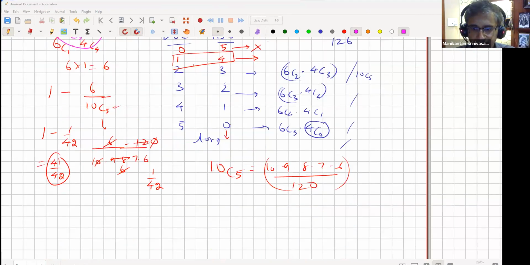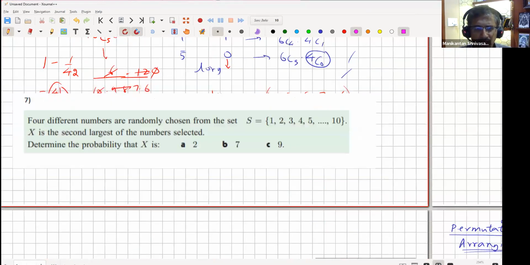Question 7. For 4 numbers. What is the probability that X is, X is the second largest of the numbers selected. What is the probability that X is 2?